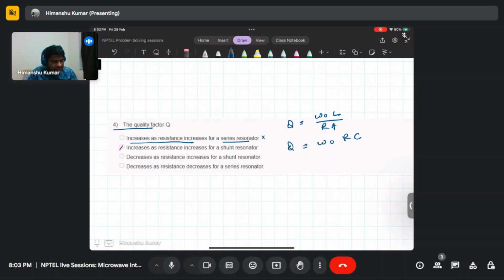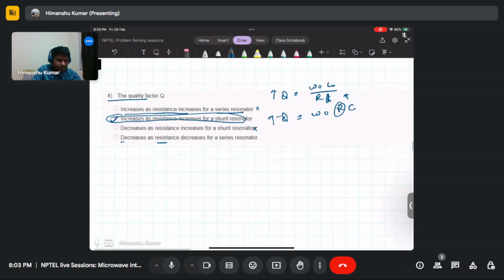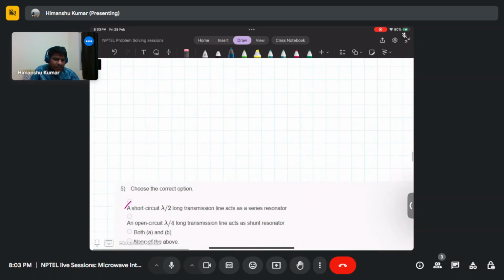Increase as the resistance increases for a shunt resonator: if you increase this resistance, then the quality factor will increase. So the second option is correct. Decrease as the resistance increases for a shunt resonator is wrong. Decrease as the series resistance decreases for a series resonator: if you decrease this, then this term will actually increase. So the correct option is the second one. Is that clear, right?